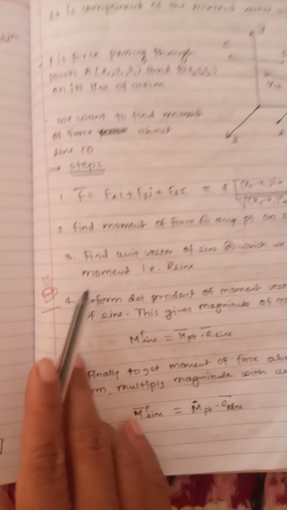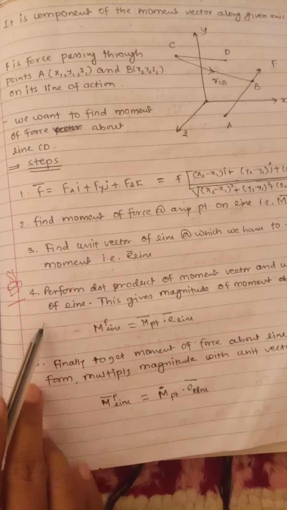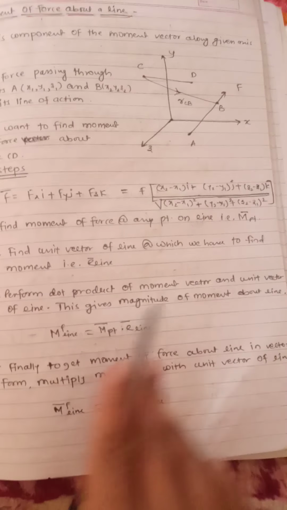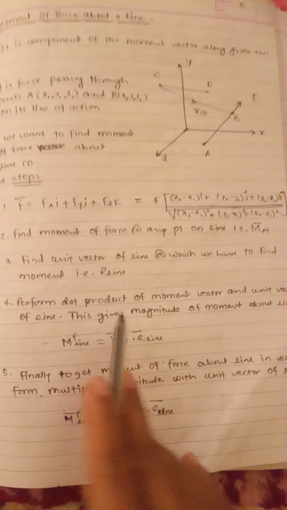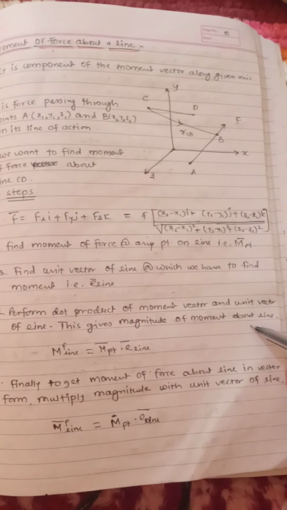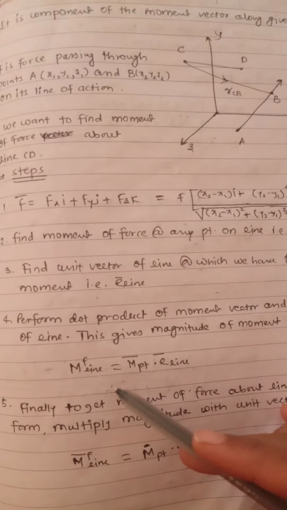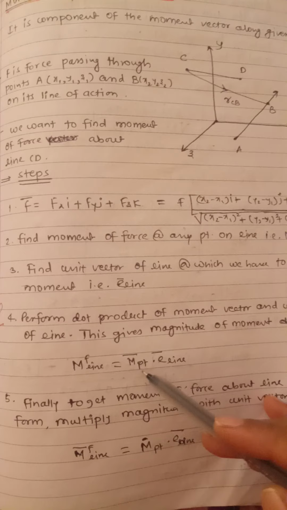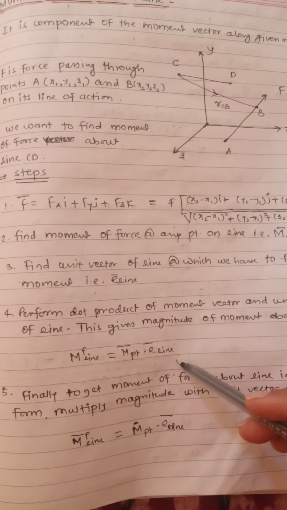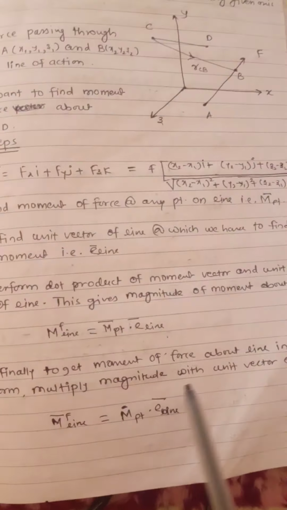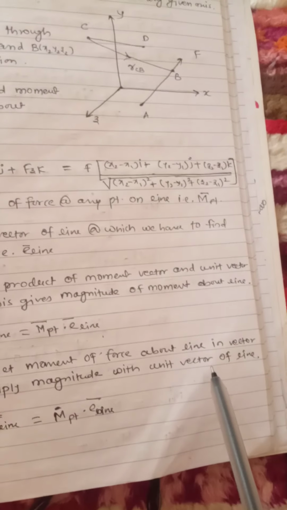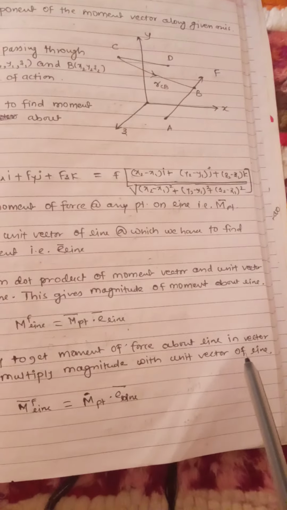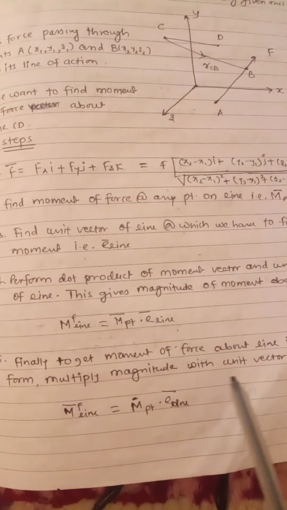Then we have added one more step. Then perform a dot product of the moment vector and the unit vector of the line. This gives you the magnitude of the moment about the line. The formula will be: moment of force about that line is equal to moment at the point dot unit vector of the line. Finally, to get the moment of the force about the line in vector form, multiply the magnitude with the unit vector.